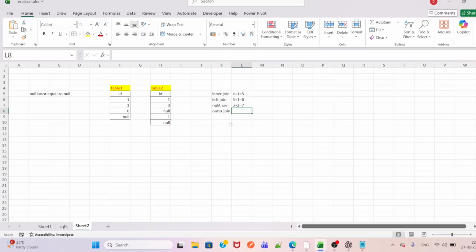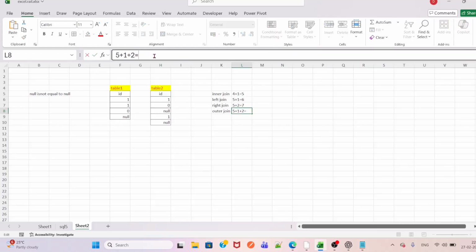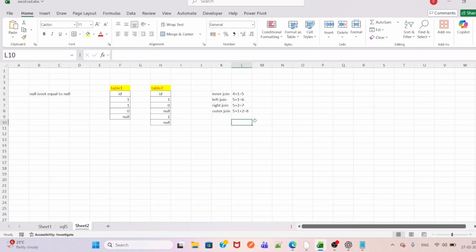So in outer join, how are we going to put it? We know the inner join has 5. Okay, 5 plus how many elements are new to the left table? 1 will be there, plus how many elements are new in the right table? 2, this null, this null. Okay, so total becomes 5 plus 1 plus 2, which is 8. Okay, so this is the outer join.